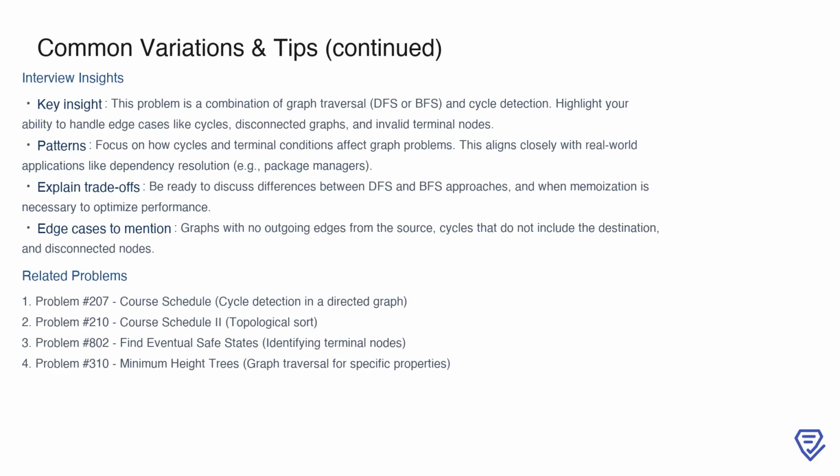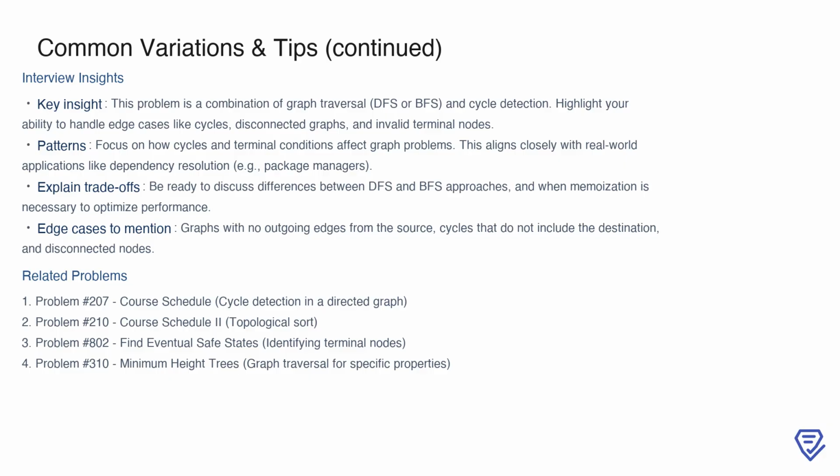This problem is a great opportunity to demonstrate key insights during an interview. At its core, it combines graph traversal techniques like DFS or BFS with cycle detection. Being able to handle edge cases such as cycles, disconnected graphs, and invalid terminal nodes will reflect your ability to solve complex graph problems. It's also important to highlight the patterns you notice, like how cycles and terminal conditions impact the structure of a graph. This is highly relevant to real-world scenarios, such as resolving dependencies in package managers. Be prepared to explain trade-offs between DFS and BFS approaches, including when memoization is necessary for optimization.